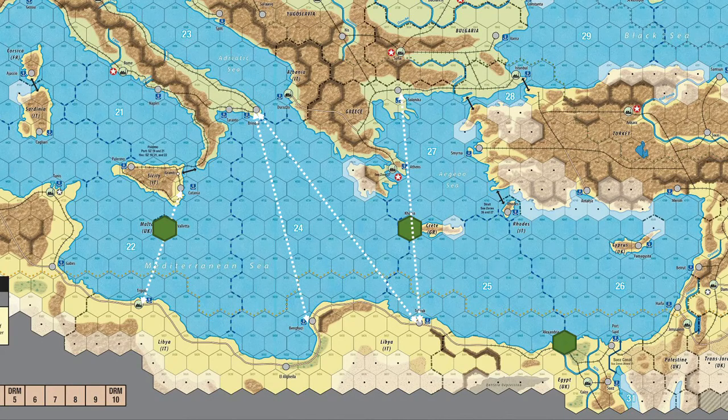The Allied player has 3 major interception points that are available to them. There's Malta, which can intercept the 3 westernmost of these routes. There's Alexandria, which can intercept the 3 easternmost of these. And hugely important, there's Carnia in Crete, which can intercept all 4 of them.